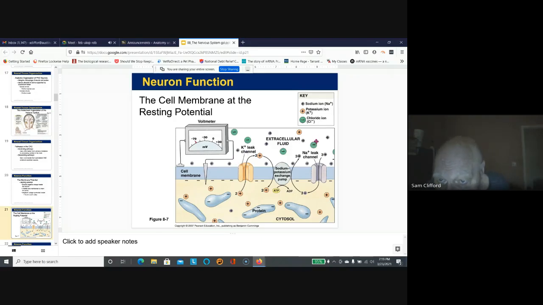Most of the ions on the outside of the neuron are sodium ions and chloride ions. Most of the ions inside the cell are positive potassium. But overall, there are numerous proteins and other substances that cannot leave the cell, and that's why overall the voltage inside the nerve is minus 70 millivolts.